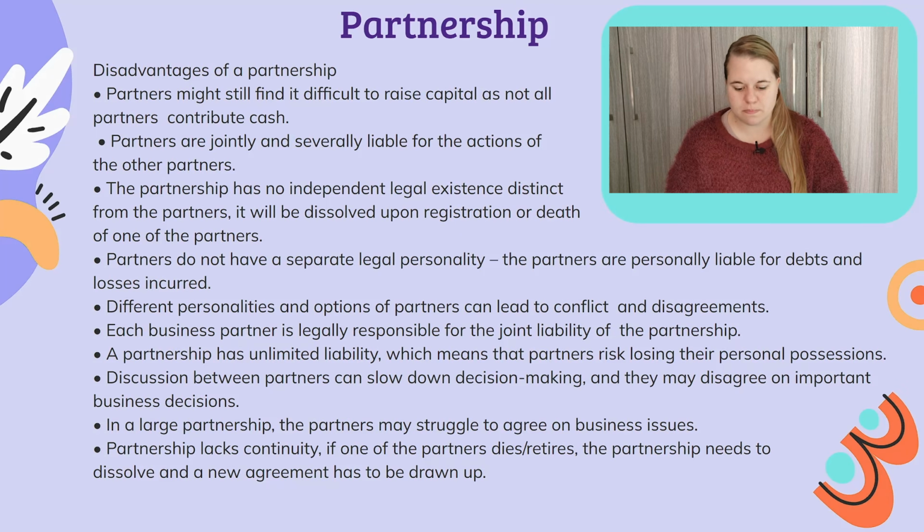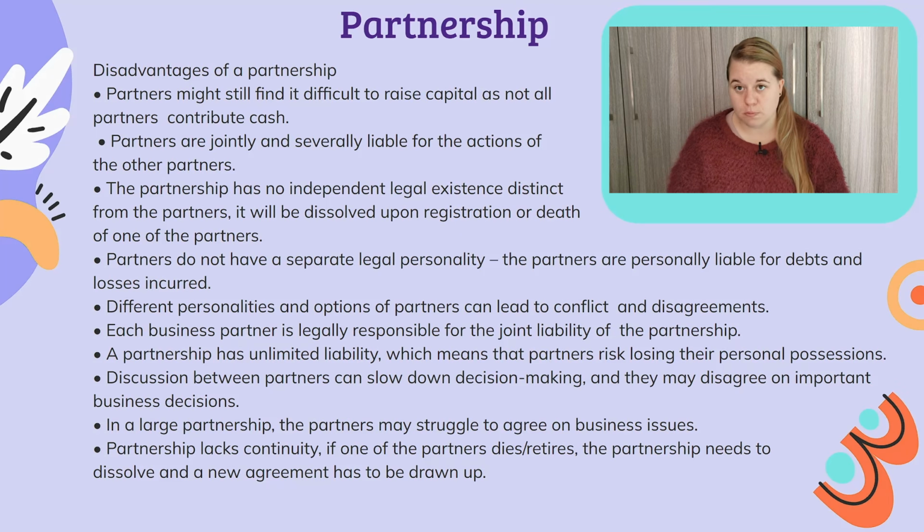Each business partner is legally responsible for the joint liability of the partnership. The partnership has unlimited liability, which means the partners are at risk of losing their own personal possessions. So again, if the business is struggling, they can come take your own personal assets like your car and your TV, maybe even your house, right? Discussion between the partners can slow down decision making, like I was saying, because they may disagree on an important decision that needs to be made.